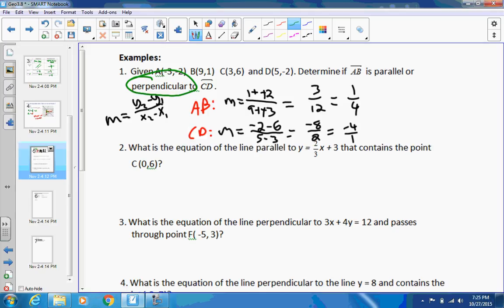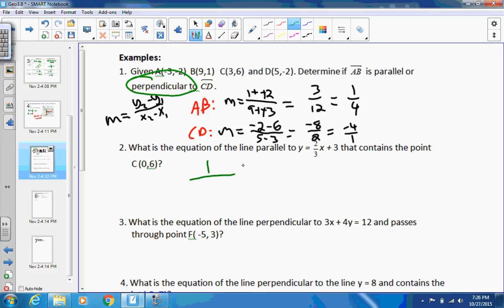So slopes are really just the thing that matters when we're talking about parallel or perpendicular lines. Number 2 says, what is the equation of the line parallel to y equals 2/3x plus 3 and contains the point 0, 6? Oh, here's a good one. How could you do that? Well, I can give you 2 different ways to do that.